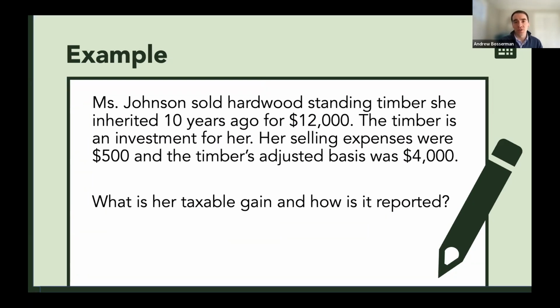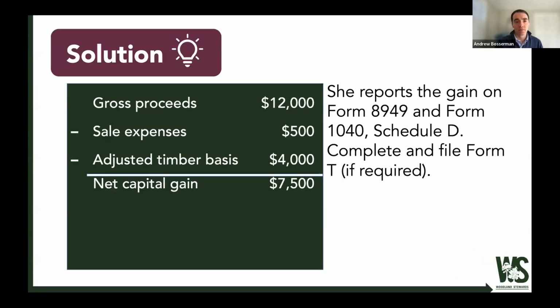So just a basic example to explain what I've been talking about. Her gross proceeds were $12,000. And then, like I talked about at the very beginning, you subtract out sale expenses, so in this instance, $500, and also her timber basis on what she sold, which is $4,000. So she has a net capital gain of $7,500.